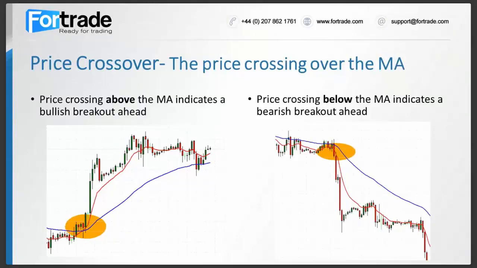Price crossover. The price crossing over the moving average can be a powerful sign of a trend reversal, while the price crossing above the moving average indicates a bullish breakout trend. Often, traders will use a long-term moving average to measure these crossovers, since the price frequently interacts with shorter-term moving averages, which creates too much noise for practical use.